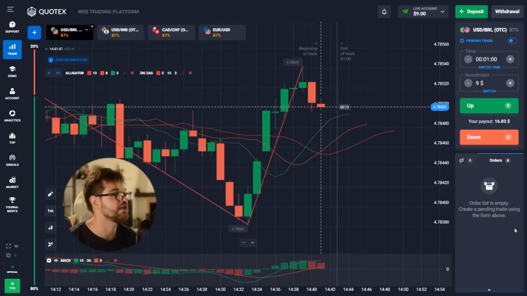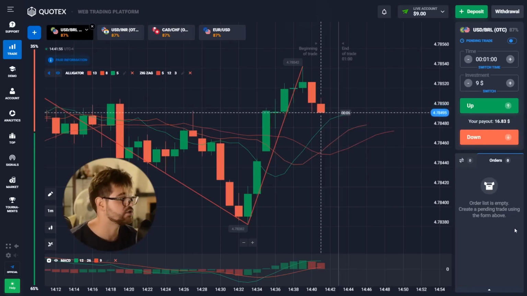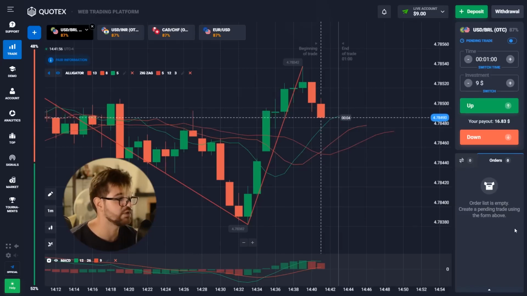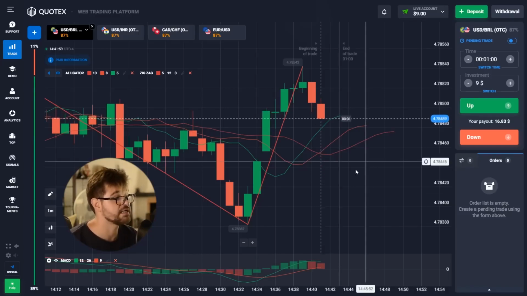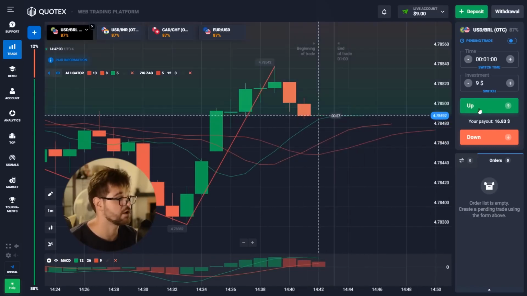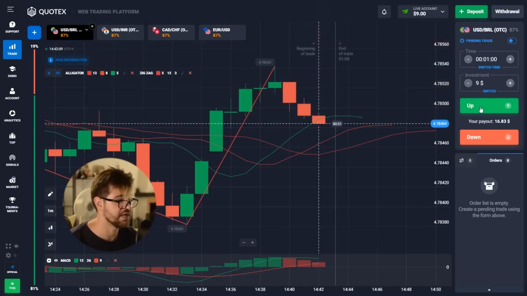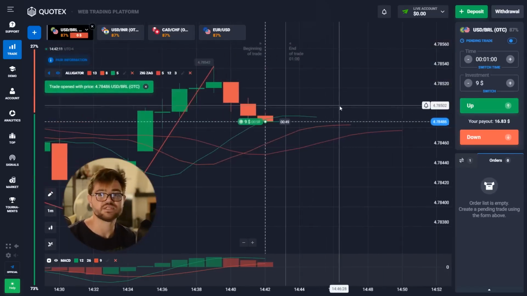Okay, we're gonna start today with another session, and what we're gonna do today is we're gonna use the alligator indicator, we're gonna use MACD indicator, and we're gonna trade with $9. I'm gonna start with the first option here. It's going to be a call option, as I see the indications for it. It's 1 minute and $9 to start with. So let's wait.